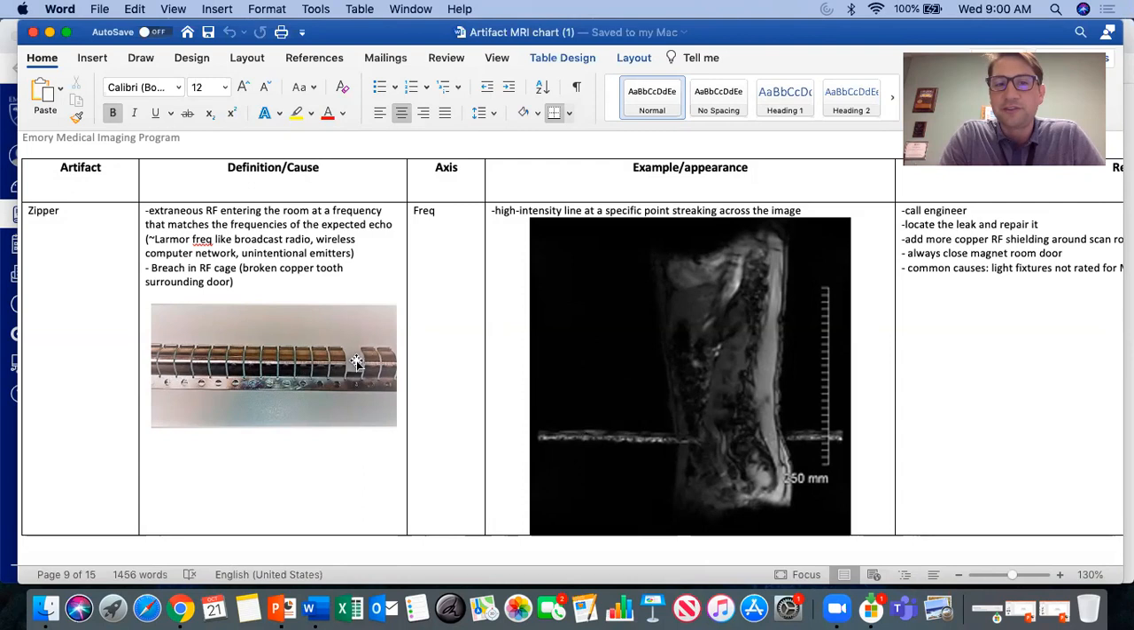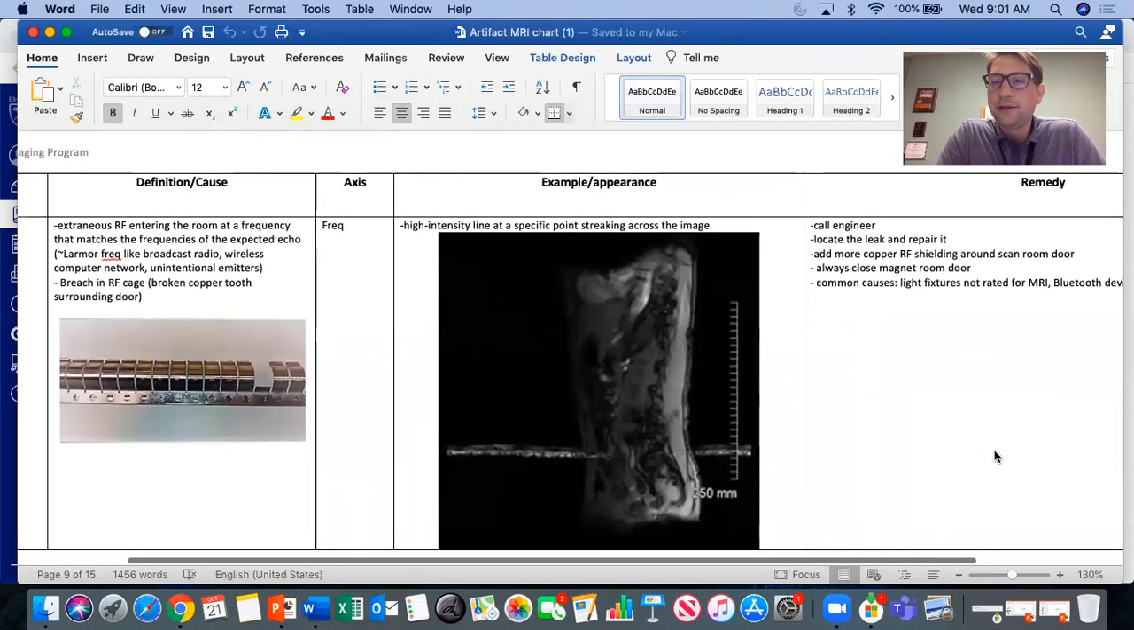If you have a breach within that Faraday cage, that monitor could produce an RF band that could accidentally leak into the room and cause this artifact. This artifact is going to occur in the frequency direction, and it's going to look like a high intensity line at a specific point streaking across the image, because that's where it matches the precessional frequency.